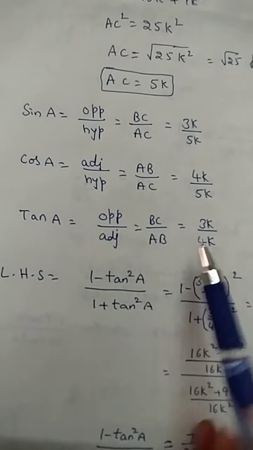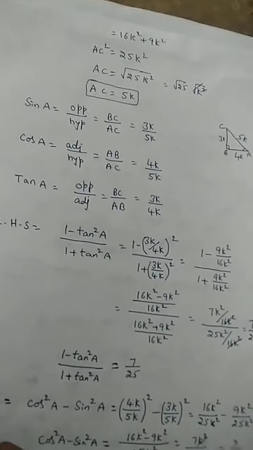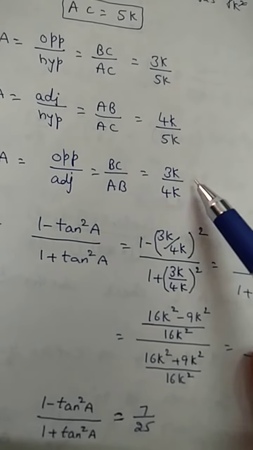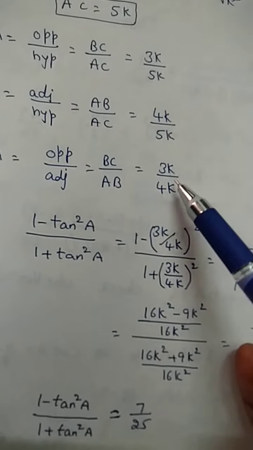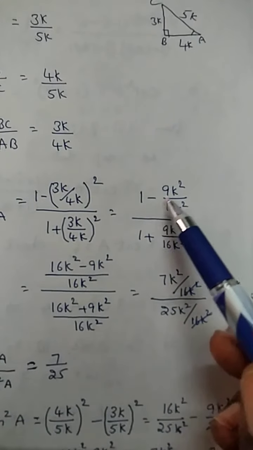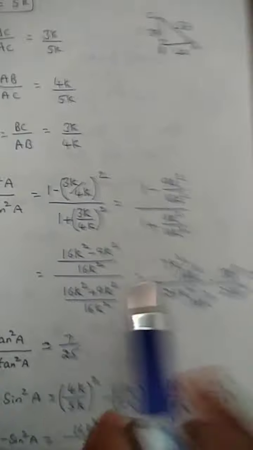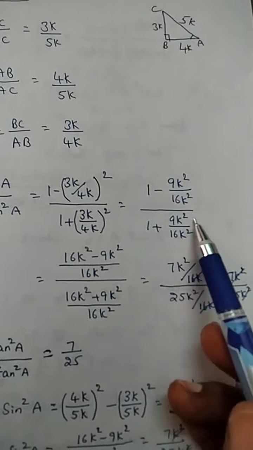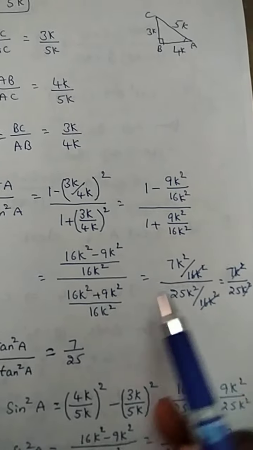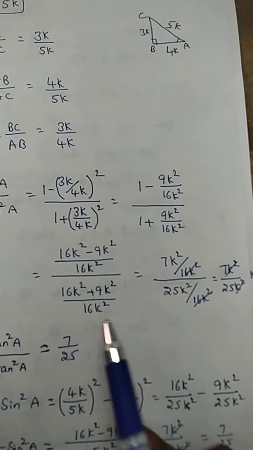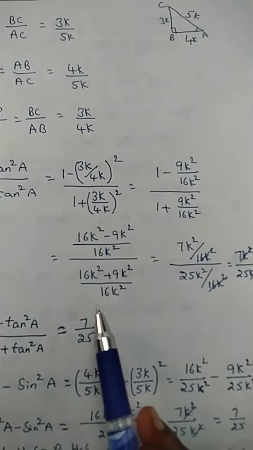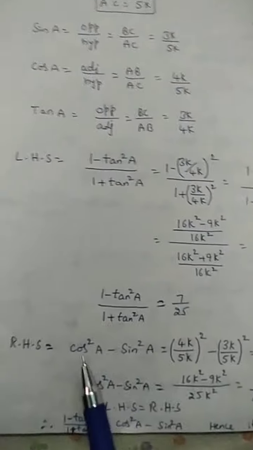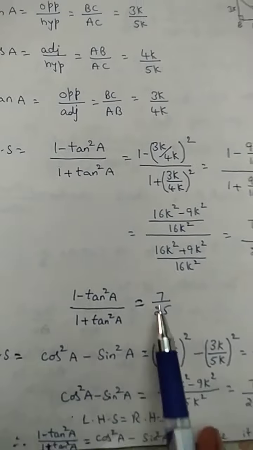So we are taking the LHS value first, 1 minus tan square A by 1 plus tan square A. What's the tan square A here? Tan A is 3k by 4k, so 1 minus 3k by 4k whole square by 1 plus 3k by 4k whole square. By simplifying that, it is 1 minus 9k square by 16k square, by 1 plus 9k square by 16k square. 16k square is the LCM for that. 16k square minus 9k square is 7k square by 16k square, by 16k square plus 9k square by 16k square. By simplifying that, we get the result 7 by 25. Which result is it? 1 minus tan square A by 1 plus tan square A is 7 by 25.